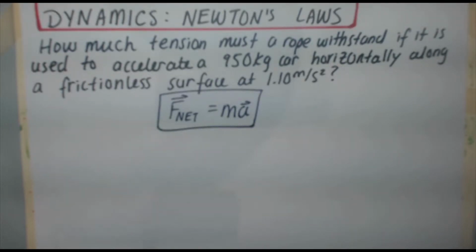Okay, so for the first problem, how much tension must a rope withstand if it is used to accelerate a 950 kilogram car horizontally across a frictionless surface at 1.10 meters per second squared?